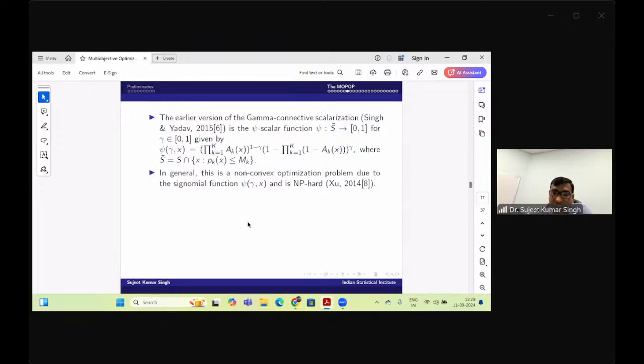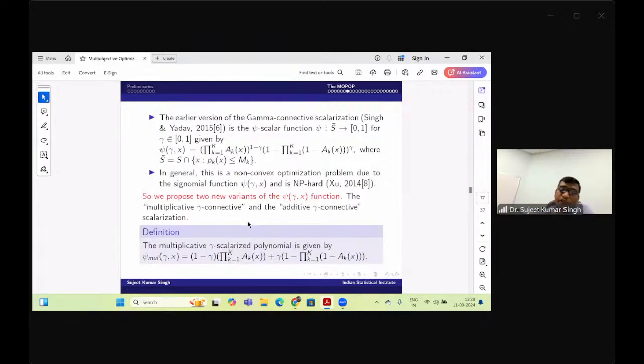So basically, due to this intractability and NP-hardness of this problem, we proposed two new versions of the gamma connective. One we call the multiplicative gamma connective, and the other is the additive gamma connective. The multiplicative gamma connective is given by this. It is just a deviation of the original version. What we did is that instead of taking this one as a power, we have taken it as a multiplicative factor, and then gamma again in the second term, and in between we have taken the addition. This is multiplicative because this term is multiplicative itself, and here also it is a multiplicative term itself. So we call it the multiplicative gamma connective technique.